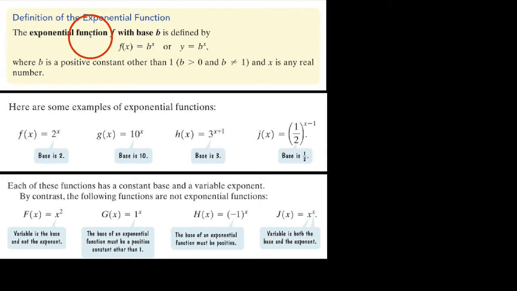We say that the exponential function f with a base b is defined as f of x equals b to the power of x, or y equals b to the power of x, where b is a positive constant other than 1. And we say that b must be greater than 0, not 1. That's what this says right here, basically. And we say x is any real number.